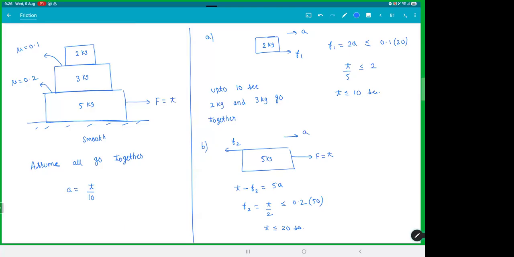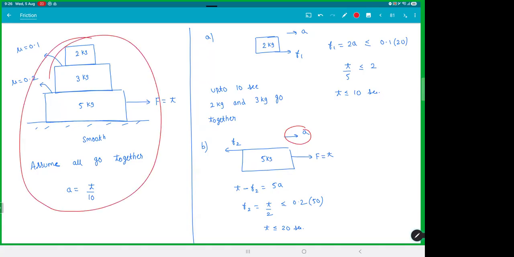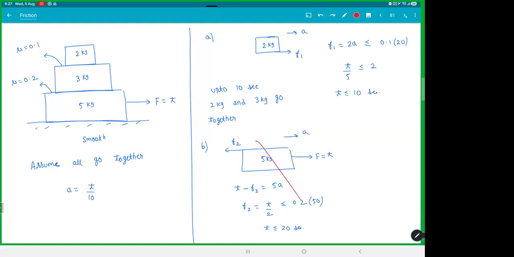There is a problem here. Look at what we did. You got this acceleration t by 10 under the assumption all were going together. Agreed? But F1 is saying after 10 seconds, I can't help you anymore. That means the blocks started slipping at the 10th second only. So this is wrong actually. This data is wrong because at 10 seconds, the blocks already started slipping.